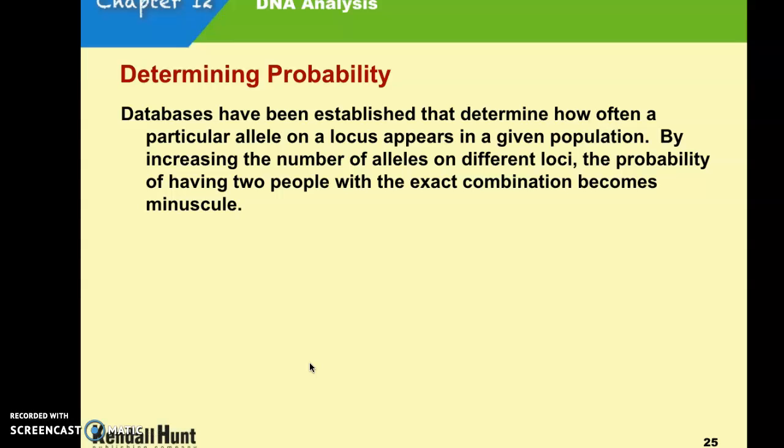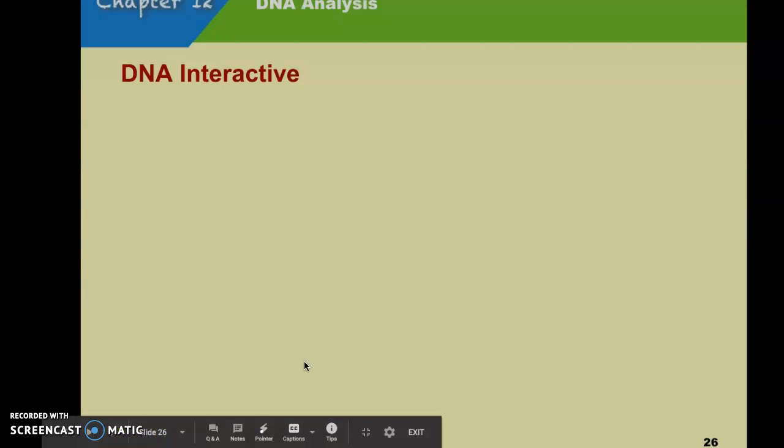Databases have determined what the probability is, or how often a particular allele appears in the population. So by increasing the number of alleles on different loci, the probability becomes small. If we know the probability of 2 people having the same pattern on one of the loci, the chances that they'd have it on multiple ones would be extremely low, which is why they run multiples of those rather than just one area that they know about.